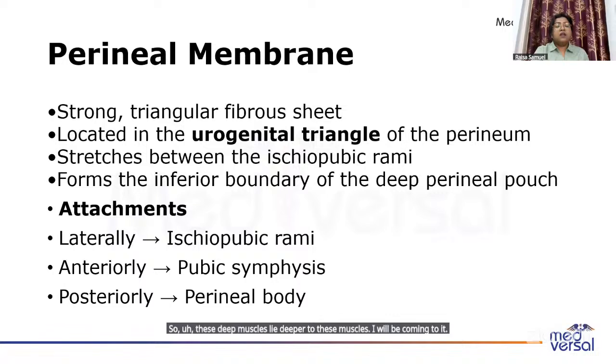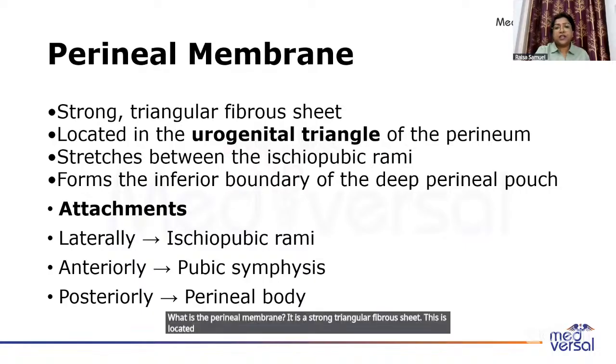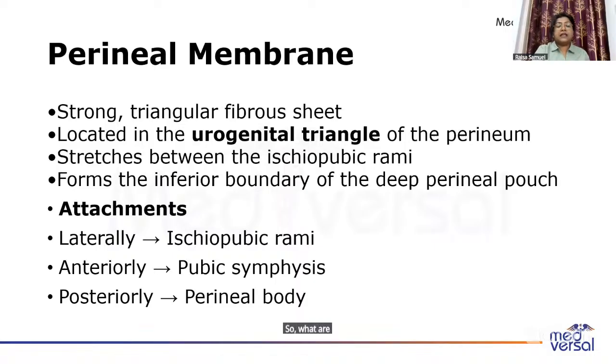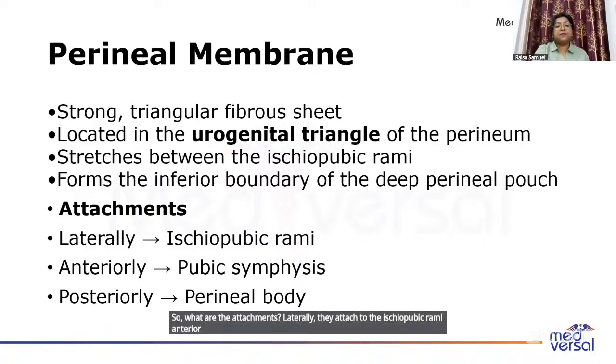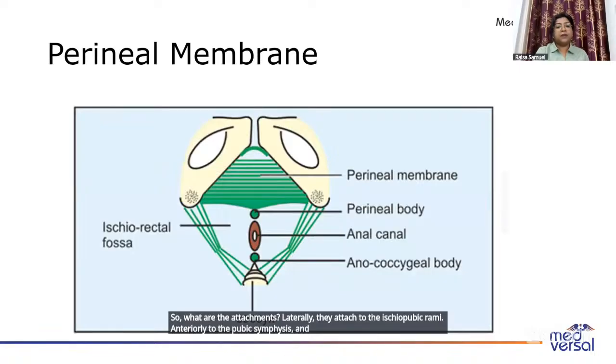What is the perineal membrane? It is a strong triangular fibrous sheet. It is located in the urogenital triangle, that is the anterior triangle of the perineum, and stretches between the ischiopubic rami. It forms the inferior boundary of the deep perineal pouch. So what are the attachments? Laterally, it attaches to the ischiopubic rami, anteriorly to the pubic symphysis, and posteriorly to the perineal body.